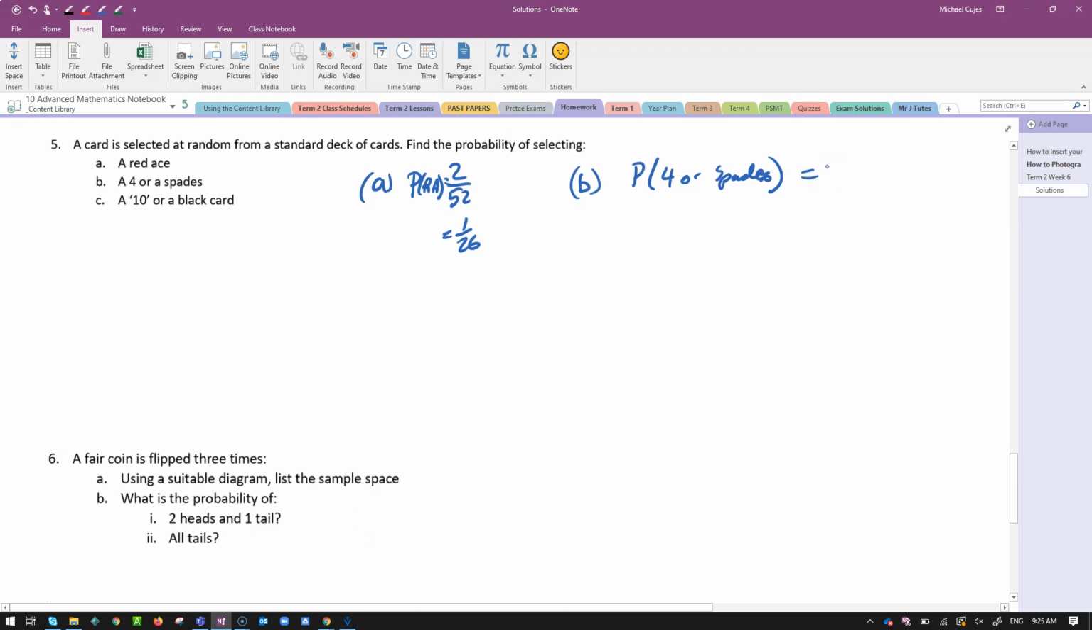Okay, be careful with this one. So, there are 13 spades out of the 52. There are 4 fours. But one of those spades is the 4 of spades, so we've got to take away 1. 17 minus 1, 16 over 52. We're not going to leave our answer like that. We're going to write it as 4 over 13. Done.